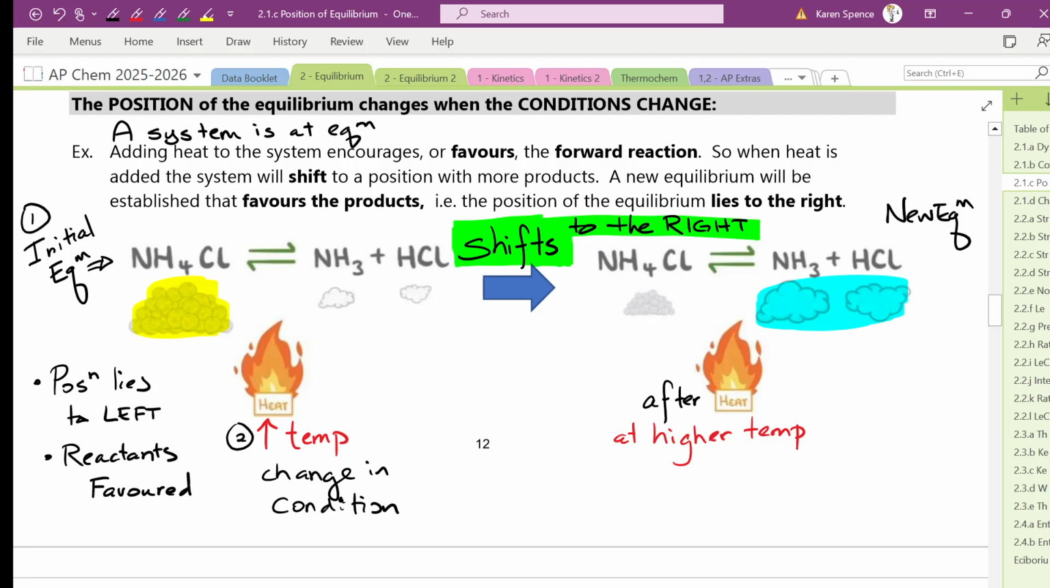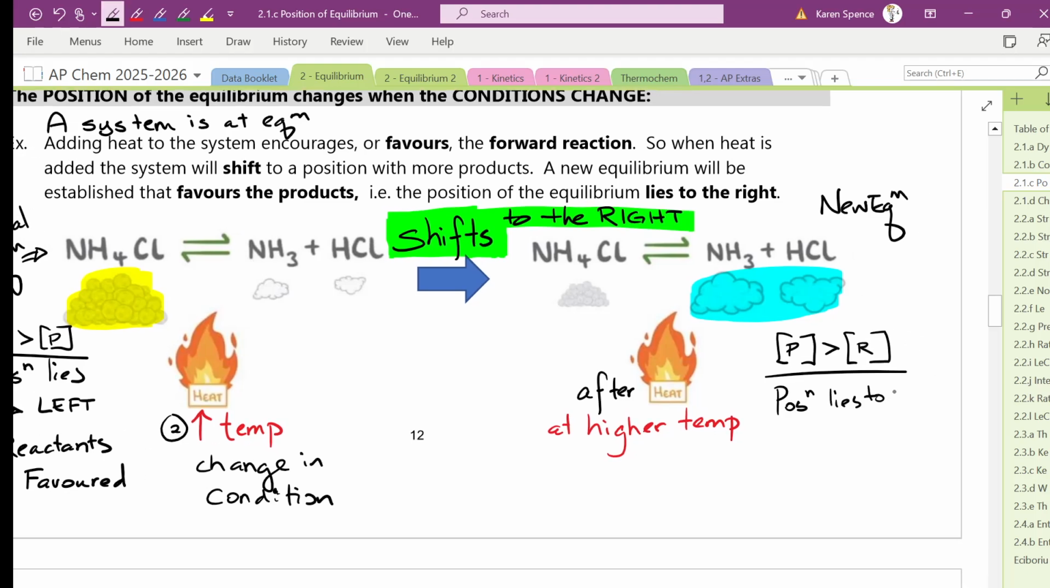When you say position lies to the left, it just means the concentration of the reactants is high. Yeah, so if the position lies to the left, the concentration of reactants is higher. Then if it's right, the products. Exactly. So here the concentration of reactants is greater than products. And over here on the right-hand side, the concentration of products is greater than reactants. So the position lies to the right.